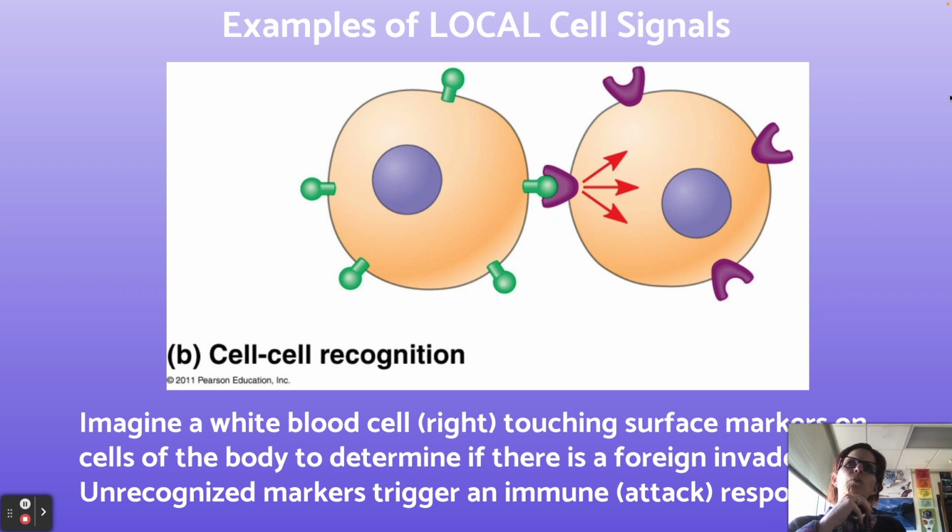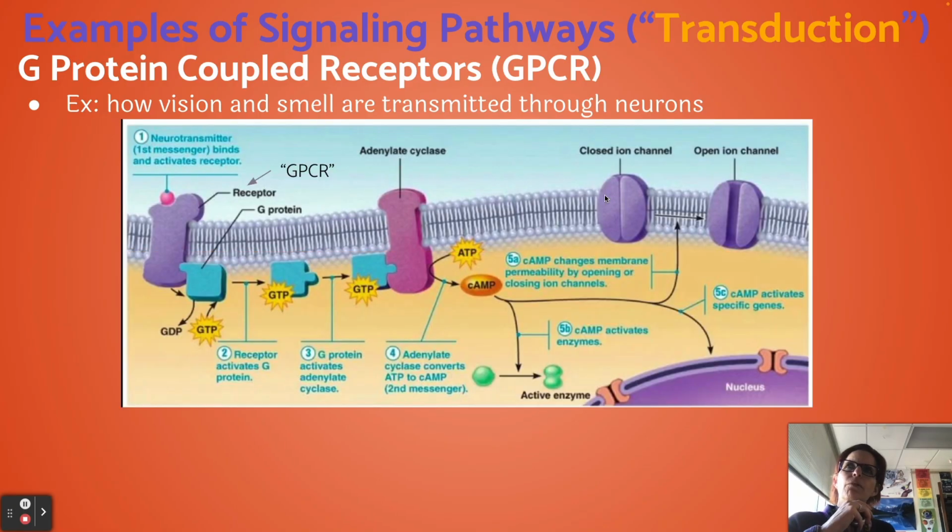This is like a white blood cell that's recognizing another cell. So in this case, the ligand is this green thing. Y'all see that? This green surface protein is the ligand, and it touches the receptor, leads to the transduction of the message, so the movement of the message into the cell, and then it's going to lead to some kind of a cell response. In this case, it would be triggering the immune system to attack. That's an example of a local cell reaction.